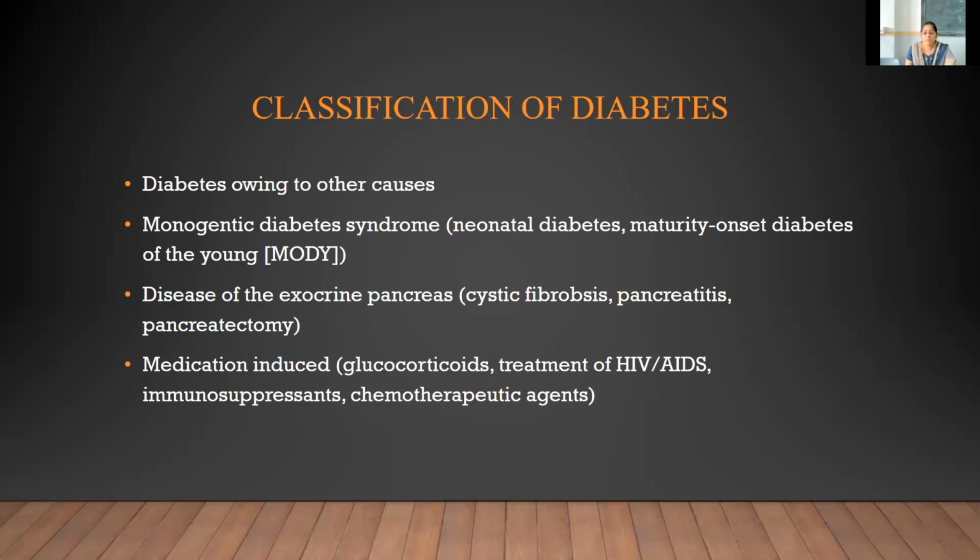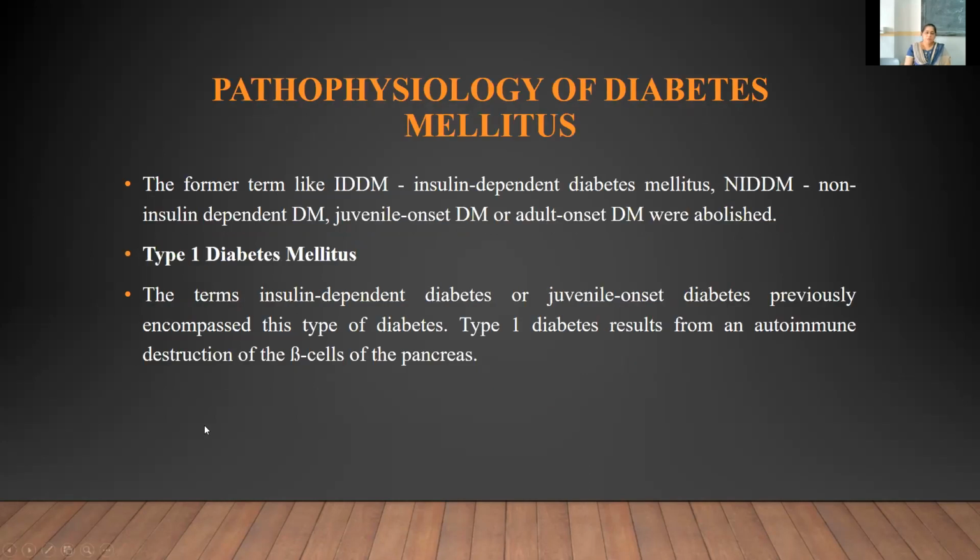Because the functions of the pancreas are affected, insulin is not able to be secreted properly, which leads to hyperglycemia. Then there are certain disorders which are medication induced, because they are induced by the medications being used, for example glucocorticoids, all the drugs which are used for the treatment of HIV and AIDS, immunosuppressants, chemotherapeutic agents. All these cause diabetes.